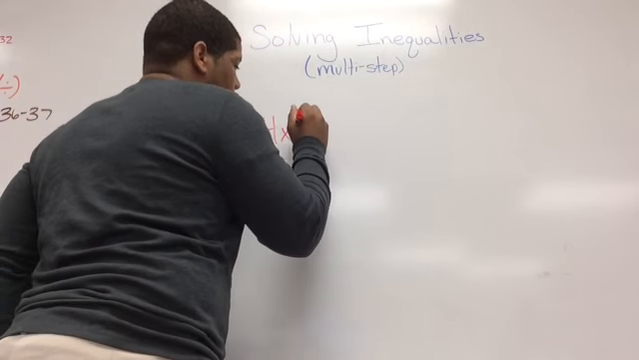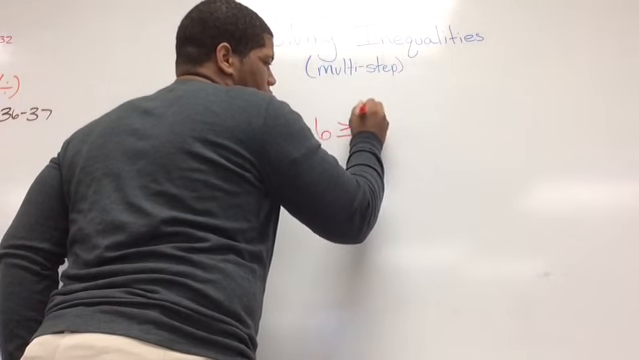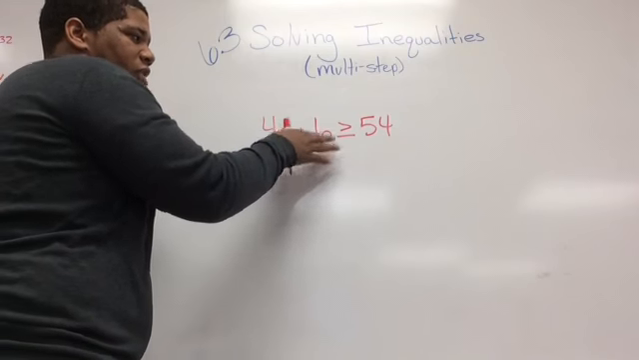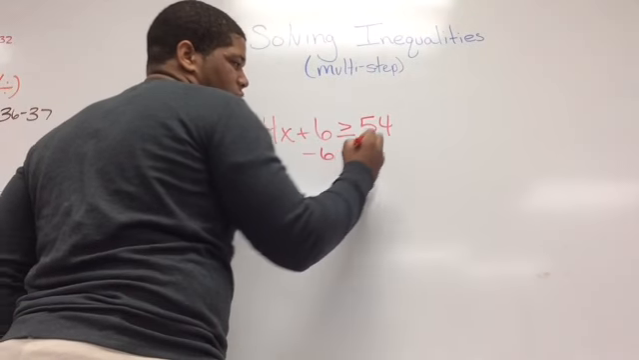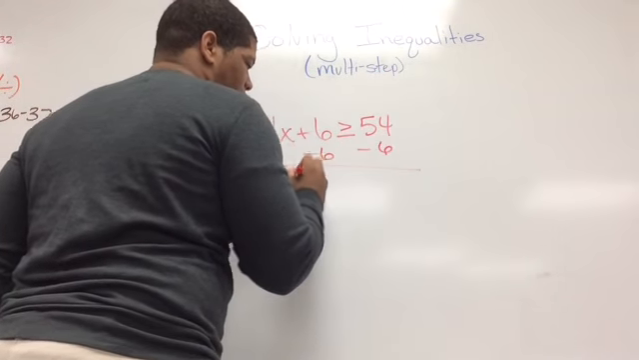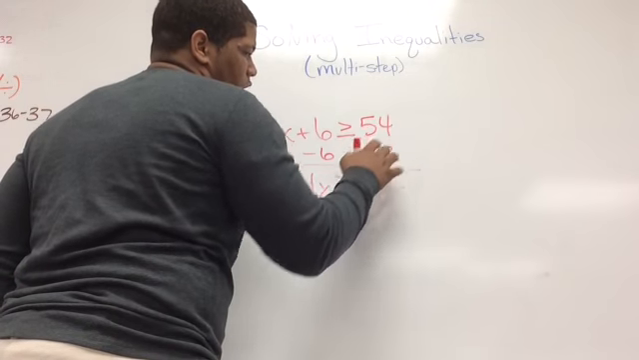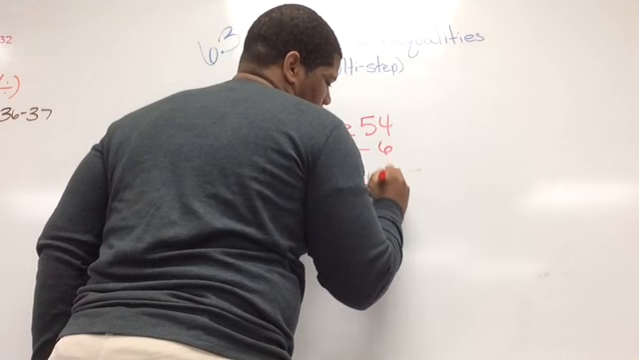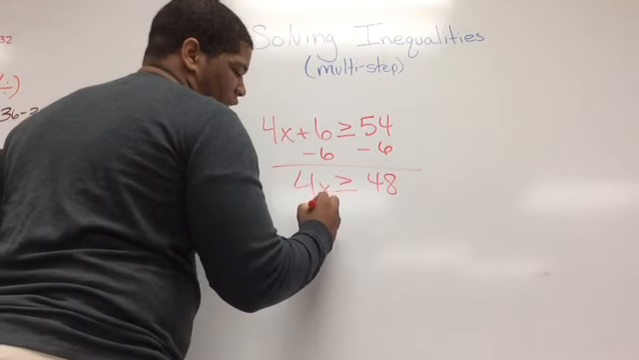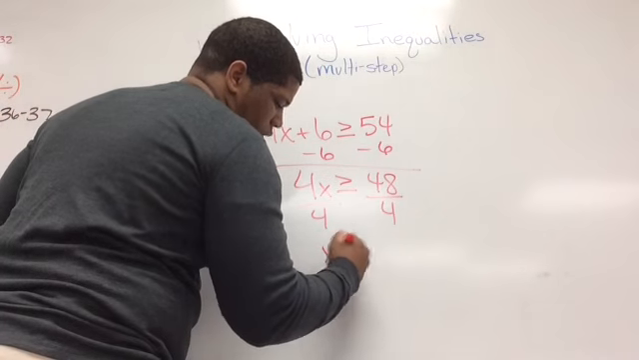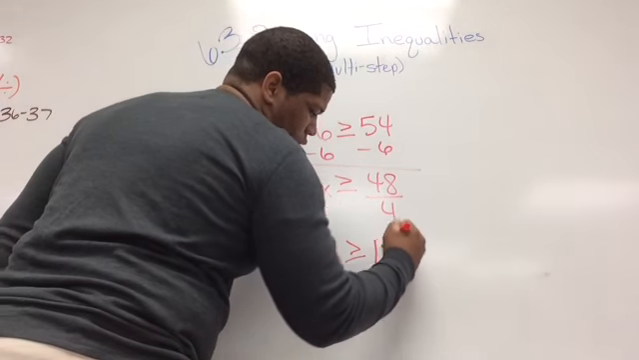4x plus 6 is greater than or equal to 54. So the first thing I do, just like when I'm solving an equation, is I take away my addition or subtraction that I have there. So I have plus 6 here, I need to subtract 6. And I'm left with 4x is greater than or equal to, and 54 minus 6 is 48. So I divide both sides by 4. And I'm left with x is greater than or equal to 12.